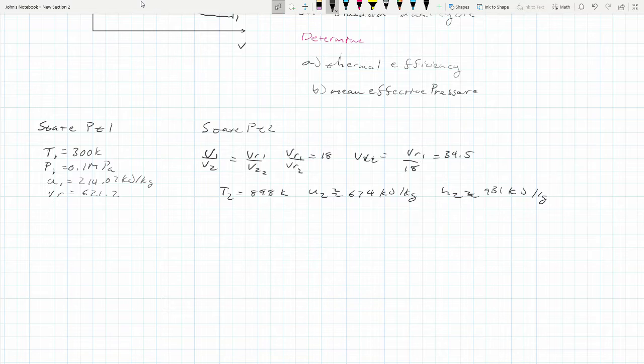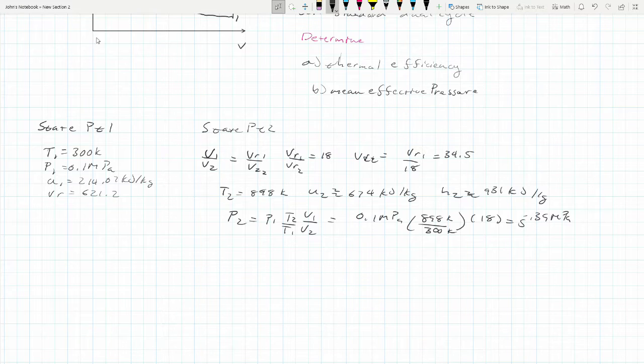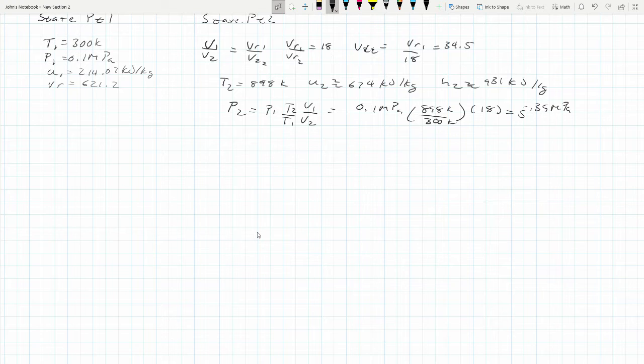All right, and we'll need the pressure. So P2 is equal to P1 T2 over T1 V1 over V2, which is equal to 0.1 megapascals times 898 Kelvin over 300 Kelvin times 18, which is 5.39 megapascals. All right, state point 3.